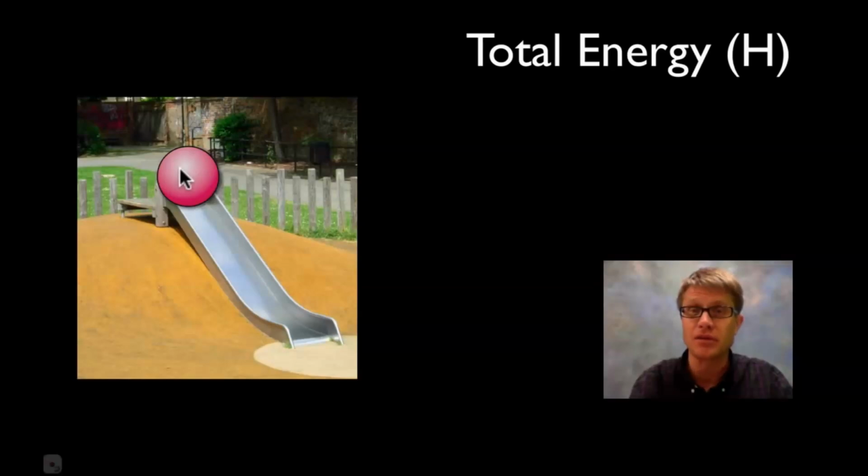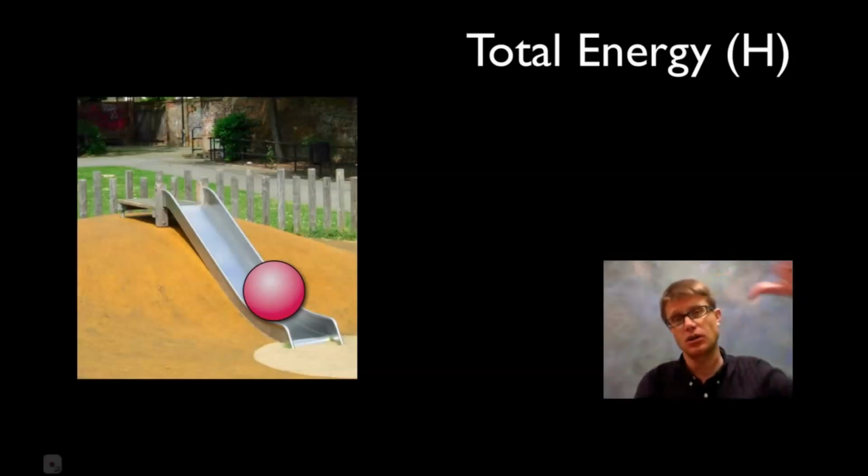This is a ball at the top of a slide. Think about this. Does it have more energy at the top of the slide or at the bottom? And the right answer is going to be at the top of the slide. It's going to have more potential energy, or energy available to do work. And so let's look at what happens to the H value. So the H value is going to go down in a spontaneous reaction. Let's go to the next example.